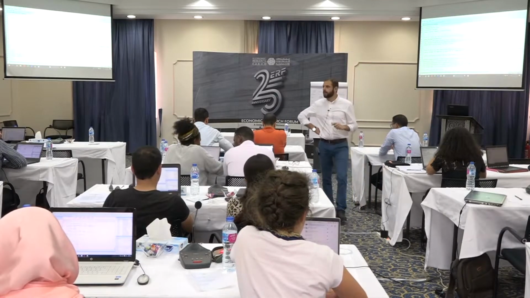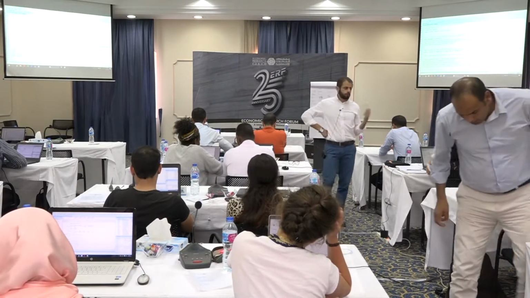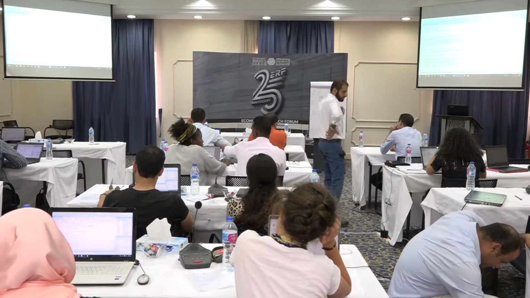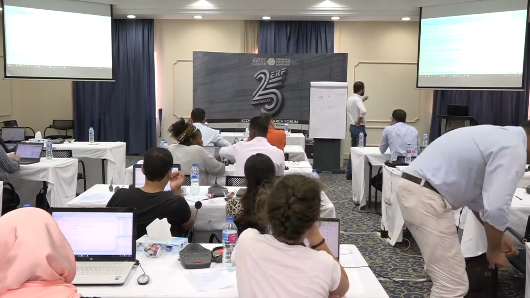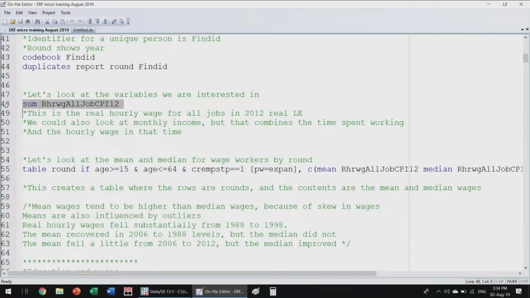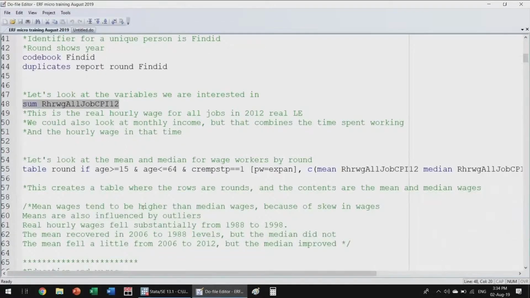Okay? So here we have real wages. This means that for the 3 rounds that we have, or the 4 rounds that we have, we divided the nominal wages by the CPI in order to obtain real figures. Then, if we run the summarize of real wages, we have here the number of observations, the mean, standard deviation, and so on. So nothing new.